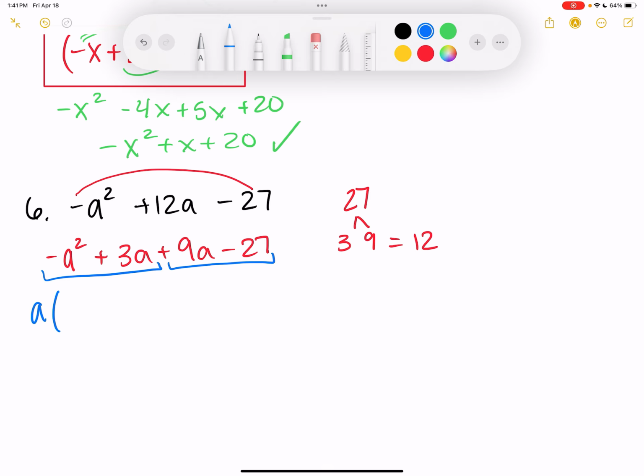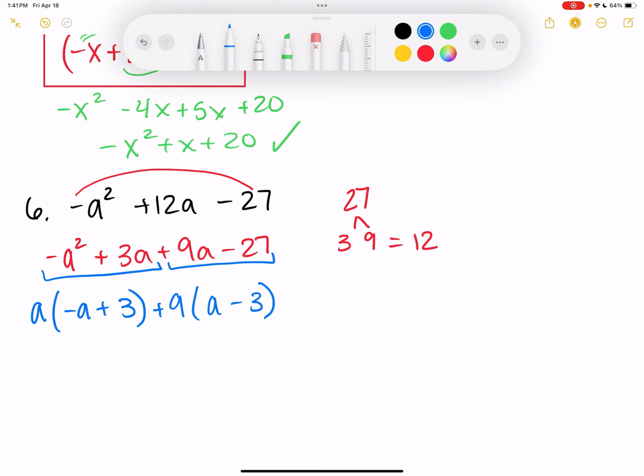What'd you say? Negative a plus 3. Yep. All right, what about this one? You take out 9. So positive 9, and what does that leave me with? A minus 3. Uh-oh. What's wrong? They're not the same.